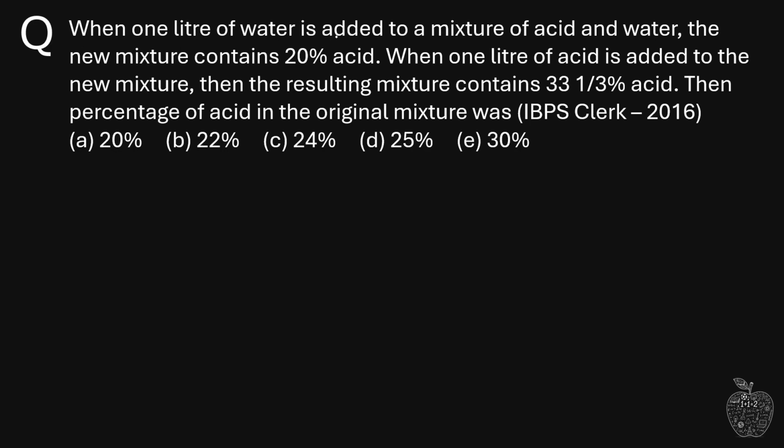When 1 liter of water is added to a mixture of acid and water, the new mixture contains 20% acid. When 1 liter of acid is added to the new mixture, then the resulting mixture contains 33 1/3% acid. Then the percentage of acid in the original mixture was.